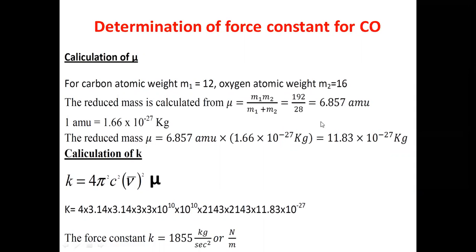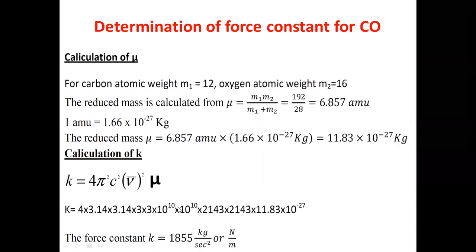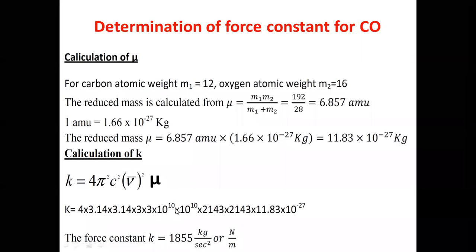Now the second step, 4 pi square c square nu bar square. Pi value 22 by 7 or 3.14 you can write directly, and c square, where c is 3 into 10 power 10 centimeters per second, so we have the unit of centimeter square per second square. And here 2143 centimeter inverse. The centimeter square and centimeter inverse square both cancel. Finally what we get is kg per second square.